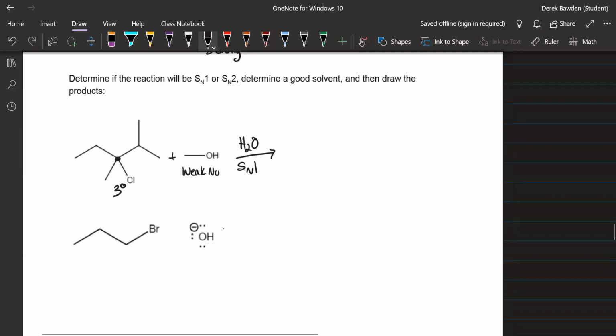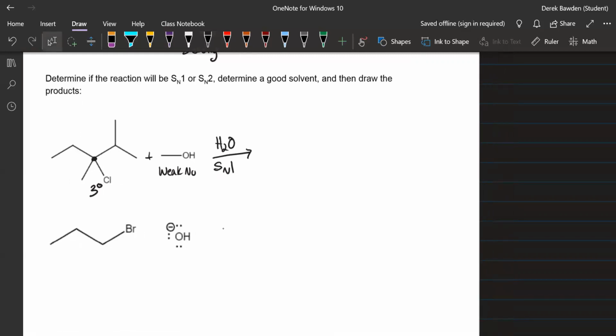So now we need to determine the products. I'm going to start with this. And what happens with SN1s as far as the products go? Is there 1 or 2 products? 2, right? Perfect. So what does that mean for this problem? We're going to have a racemic mixture of 2 different products.